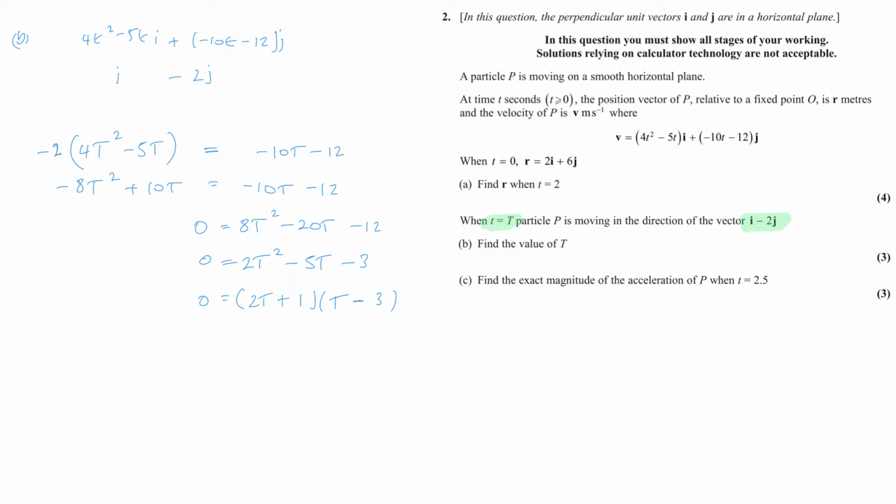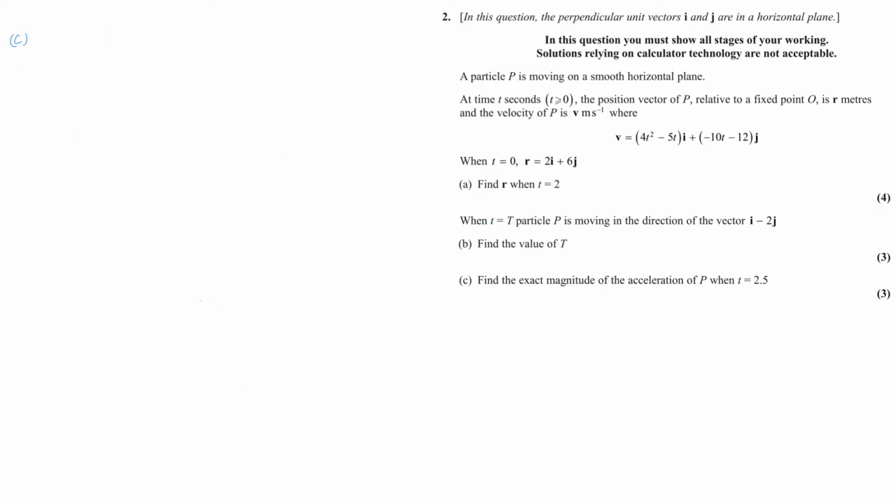Minus and plus. So 2t squared minus 6t plus 1t minus 3. So that gives me 2t plus 1 equals 0, or t minus 3 equals 0. So t equals 3, t equals minus a half. Minus a half is obviously a no-no because we can't have negative time. Can't go backwards in time. So t equals 3.